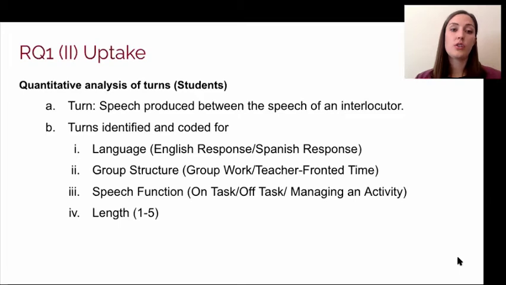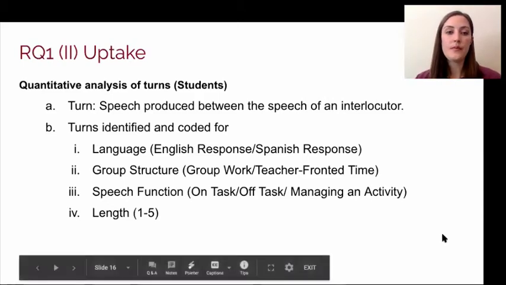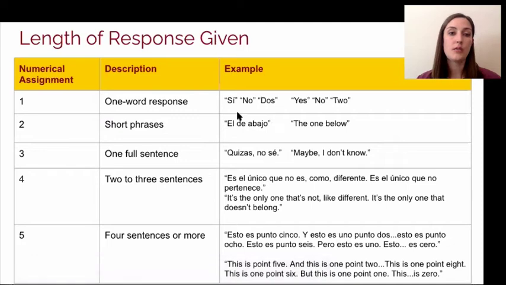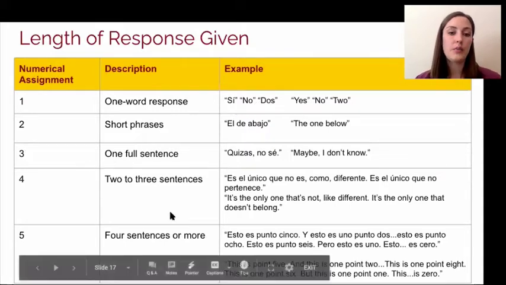So this was measured in a turn, which is the stream of speech that's produced between the speech of the person that you're talking to. These turns were also coded for language, group structure, speech function, and length. The same scale was used for length, this time corresponding to how long the student turn was. So a yes or no answer, sí or no, would get a 1. A full sentence would get a 3, for example, and so on.